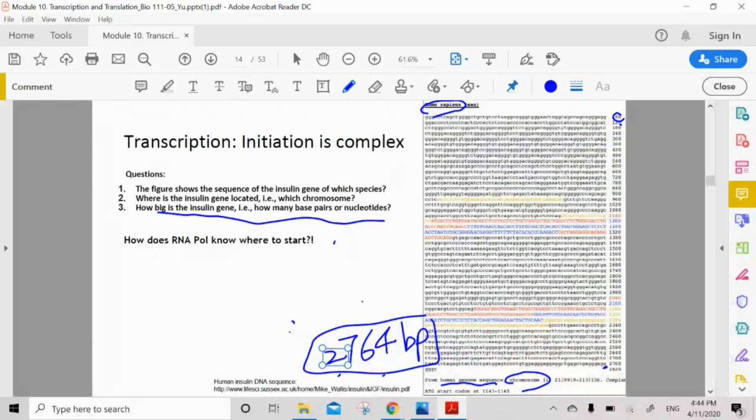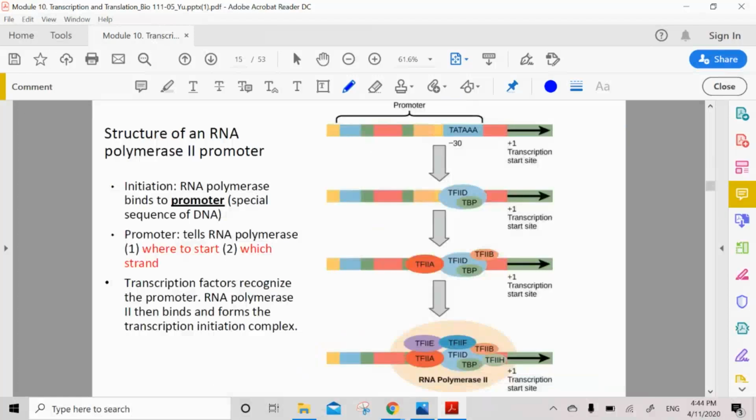It's pretty amazing. Alright, now when you look at this insulin gene, it has almost 3,000 nucleotides or base pairs. So how does the RNA polymerase know where to start transcribing? That's pretty intimidating, right? This task. So this is how RNA polymerase finds a gene and starts transcribing.